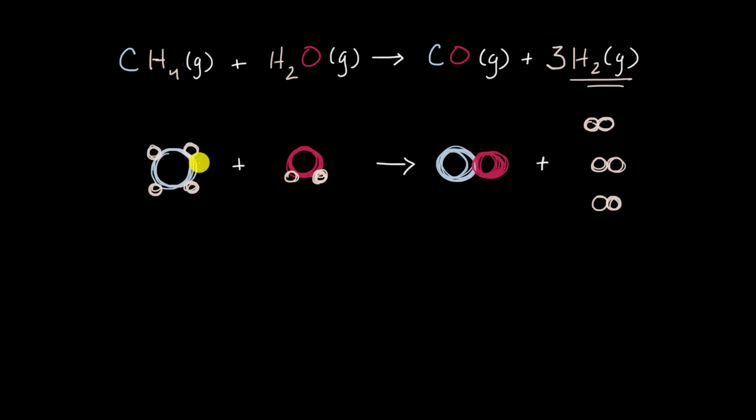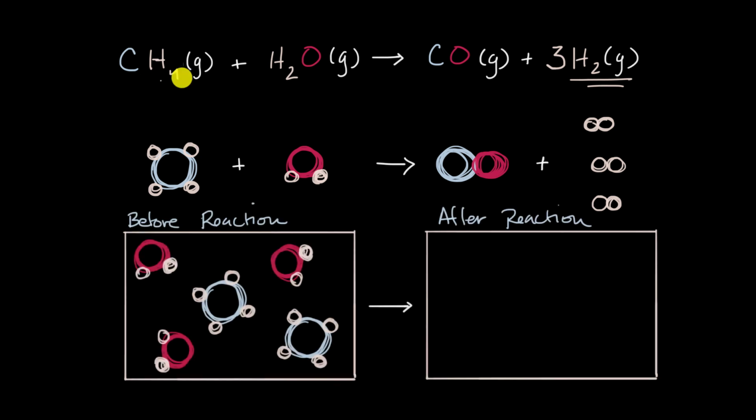What we're going to do in this video is extend our understanding using a particulate model to start to visualize what actually might go on in a mixture of some of these reactant molecules. So what I have here on the left-hand side are the various molecules. I have 2 methane molecules here. I have 3 water molecules. And what I want to do with you is draw what we would expect to see after the reaction.